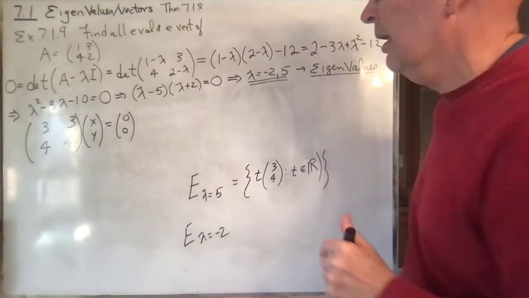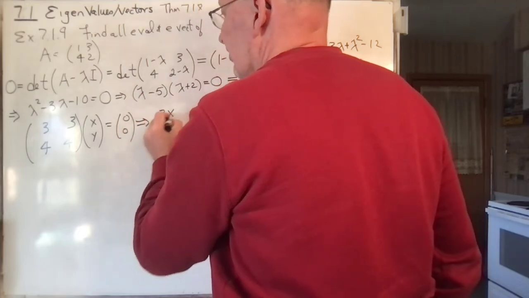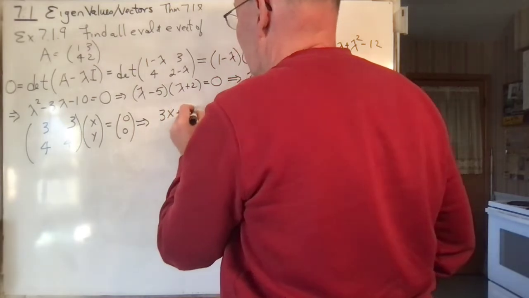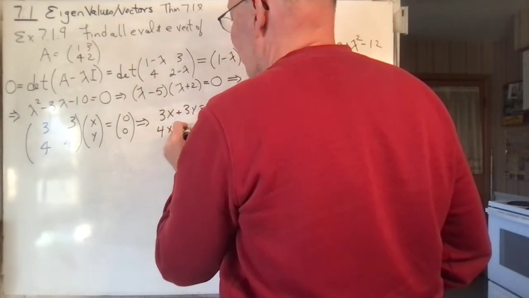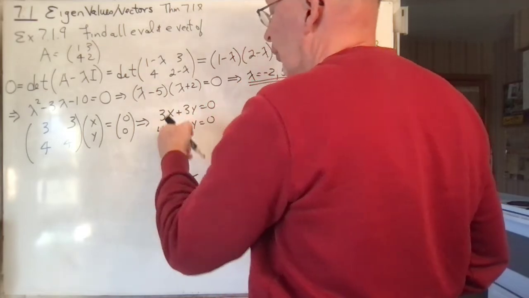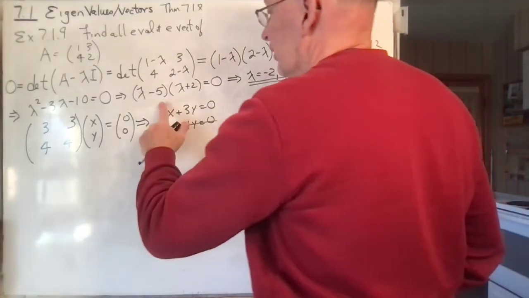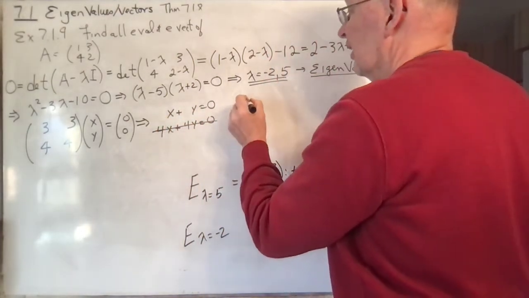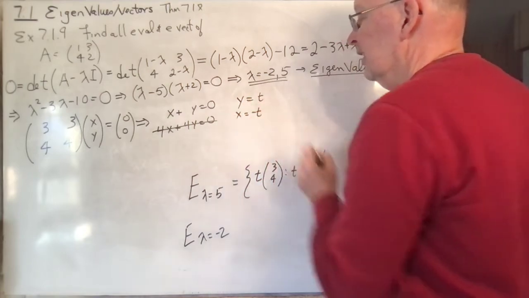Yep, you are. And so what do you get? You get 3x plus 3y equals 0. And here you get 4x plus 4y equals 0. Notice that one is just a multiple of the other again. So you can get rid of one. Actually, you can just divide this whole equation by 3 and get that. And you can let y be equal to t. Then x is going to be -t.